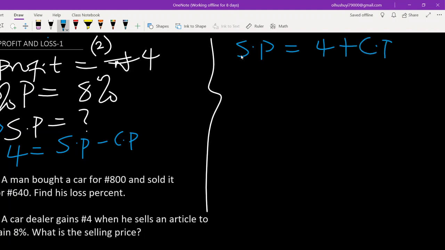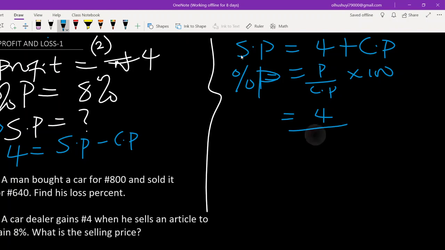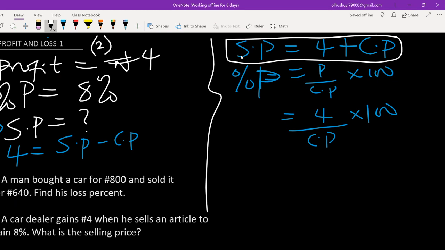And now that we're also given the percentage profit, the percentage P is always equal to P over the cost price times 100. Don't forget, and that should be equal to 4 naira over our cost price, which we don't know, times 100. This relation, we will use it, keep it there.